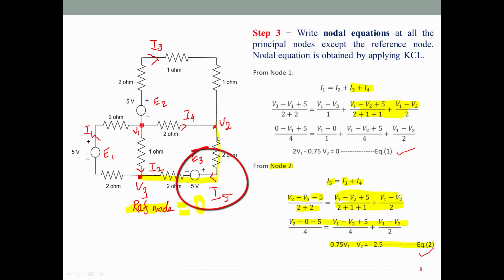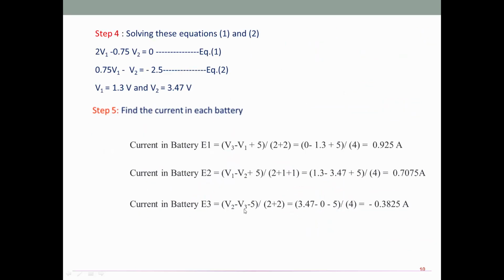Look at this. I5 is a current in battery E3, which is also identified in terms of nodal voltages. Substitute nodal voltages here. Finally, you may get the answer as minus 0.3825 amps. The minus sign indicates that current is flowing in the opposite direction of the assumed direction. So this is how to solve a problem using KCL. Take method 2 as homework and check the answer.